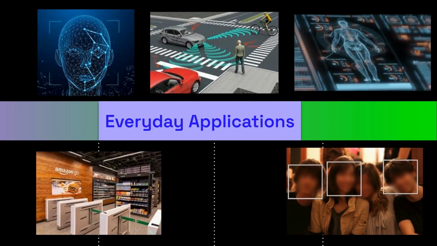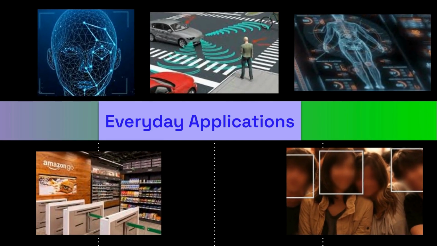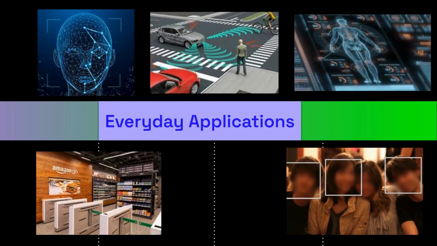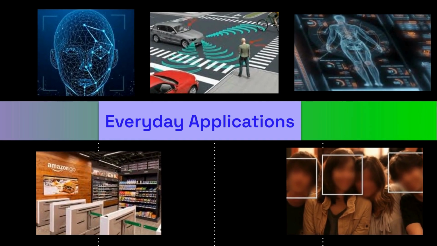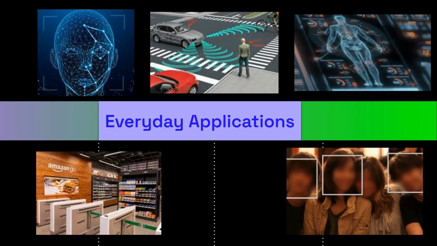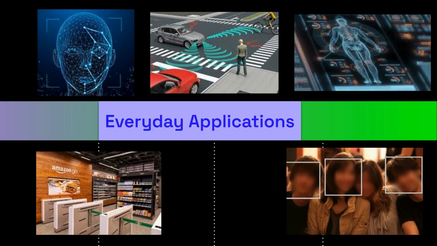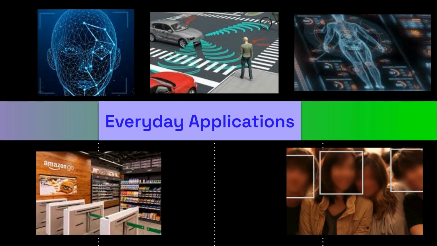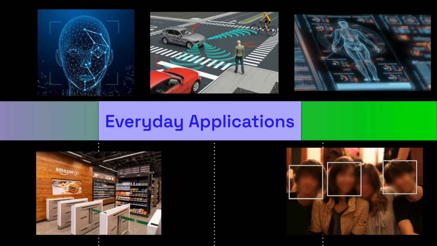Second is autonomous cars. Self-driving vehicles use cameras to detect lanes, traffic lights and pedestrians. The car's eyes are cameras and computer vision helps it to decide when to brake, turn or accelerate.